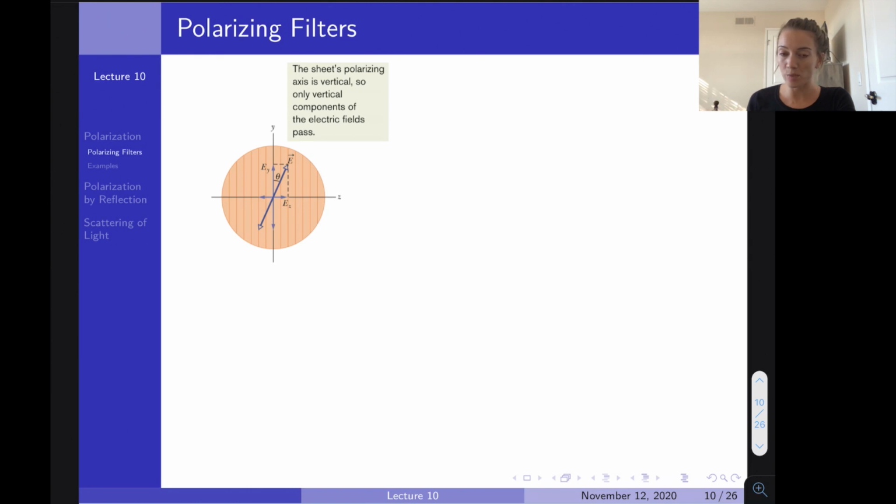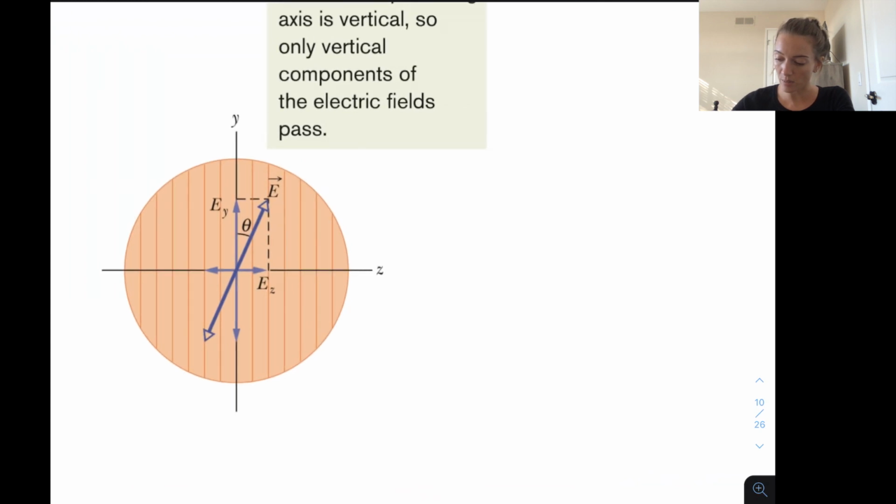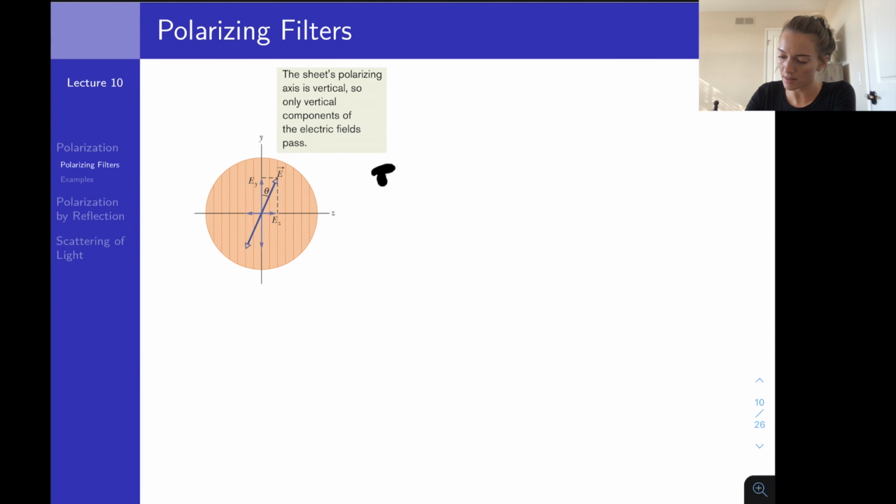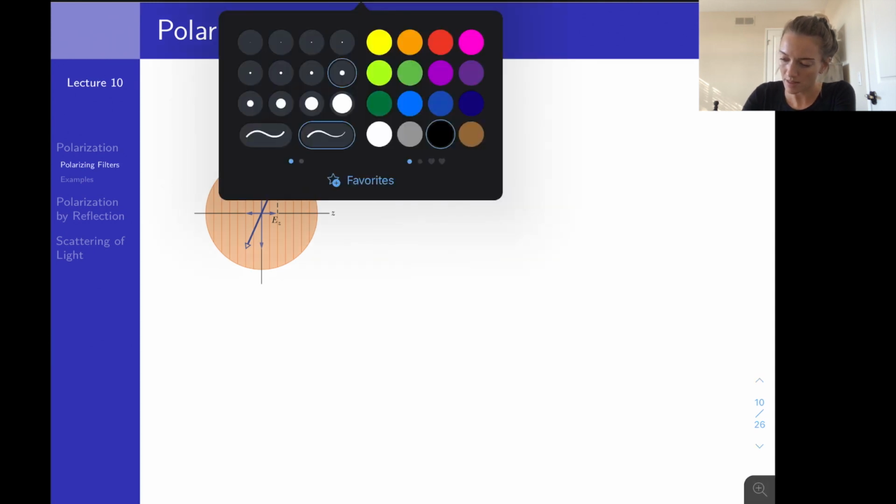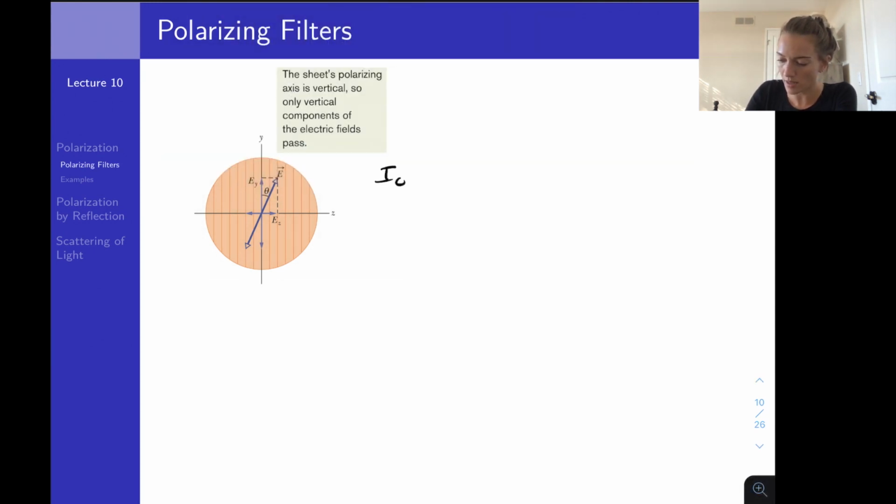So if we have polarized light that's already polarized in some direction, let's say it's polarized in this diagonal direction, and we want to know how much of it is going to get through this polarizing filter that's polarized vertically, right? So it's in the y-axis here. The first thing is we know this light over here has initial intensity I naught. And then we can guess that only the y component of this full vector here is going to get through.